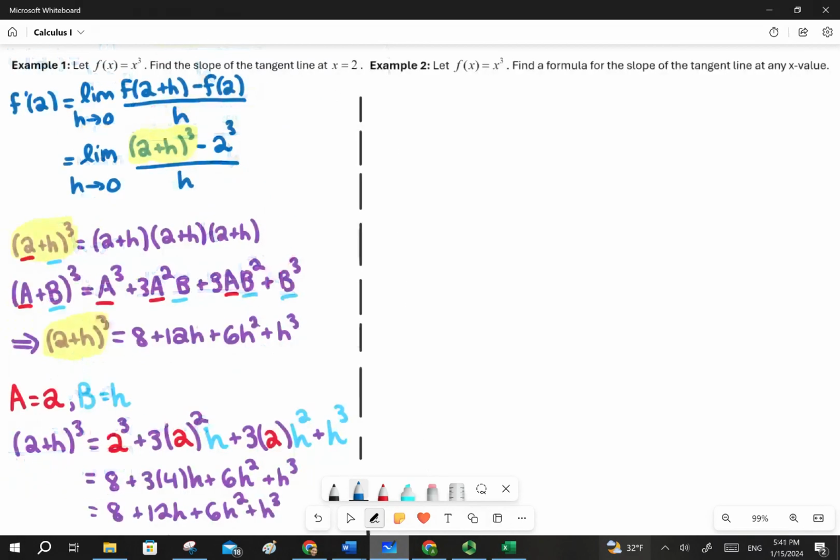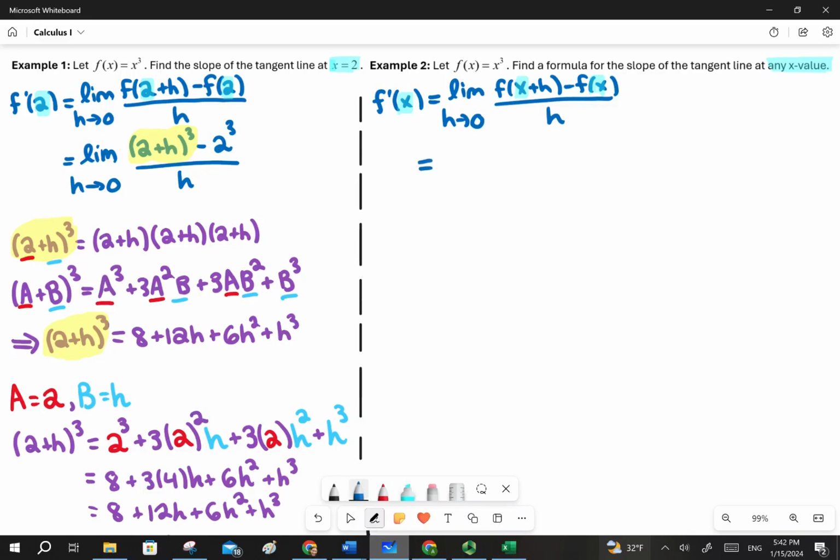What about the process changes if we instead try to find the formula for the slope of the tangent line at any x value instead of the specific slope at x equals 2? The derivative is still the slope of the tangent line, so we'd be looking for f prime of x, where x is a variable now. And the definition of the derivative is still the same. We just use x instead of 2. So f prime of x is the limit as h approaches 0 of f of x plus h minus f of x all over h.